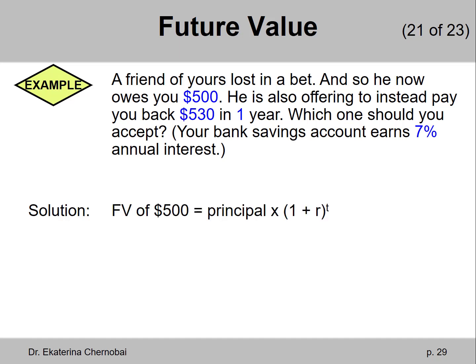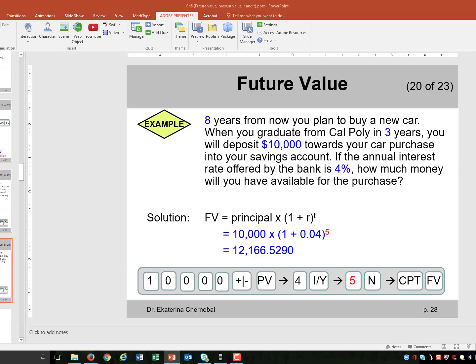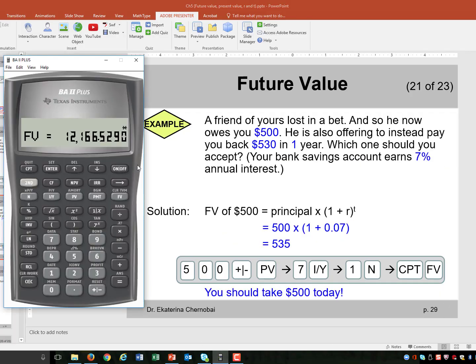Well, let's say you choose option number 1. You choose $500 now. What happens next? You're probably not going to keep it at home in cash. You're going to put it in a bank account. Maybe invest somewhere else. If you put it in your bank account at 7% interest, then after 1 year, it will grow to 535, right? And again, you can verify the math in the financial calculator, right?